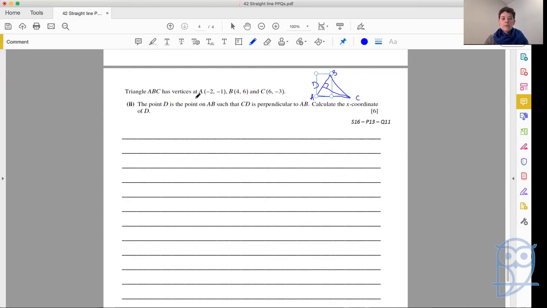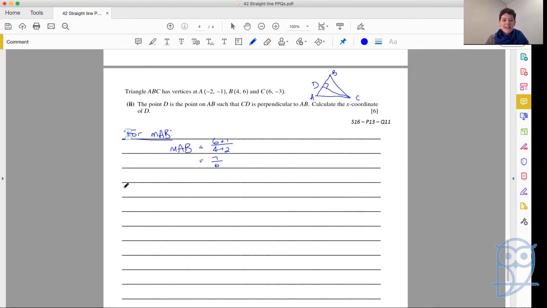So let's do AB first because we've got both points for that. And we need that gradient of AB in order to do CD. So for gradient AB, M_AB equals y change over x change. So 6 plus 1 over 4 plus 2, which gives us 7 over 6. A lovely yucky gradient for us to work with.